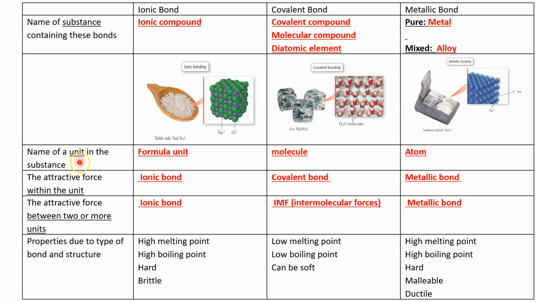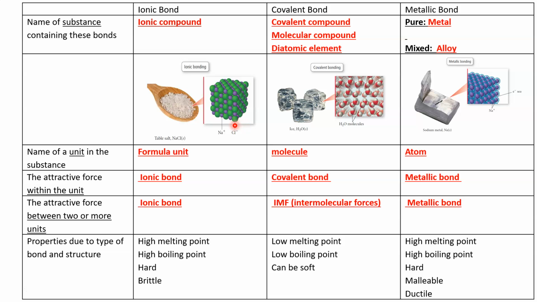The name of a unit in the substance, the unit is another word for the particle. So in an ionic compound, the unit is the formula unit. Now let's look at this diagram up here. You see the huge network solid, a repeating pattern.